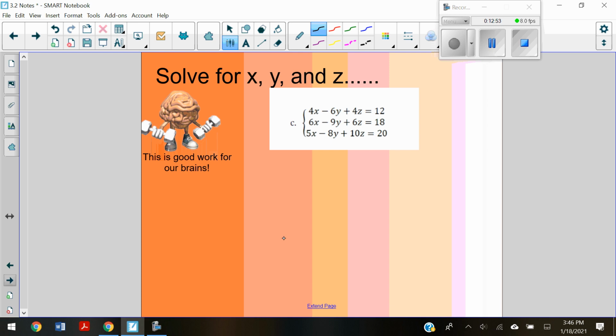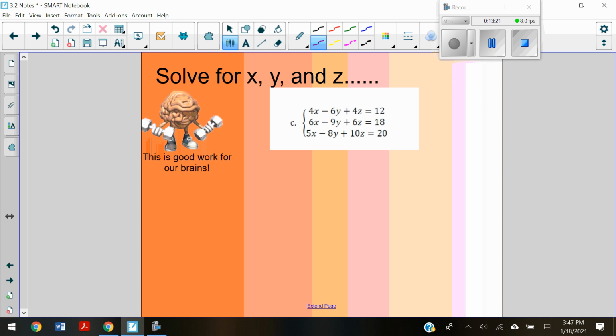All right, so if I look here, I don't have an x, a y, or a z that's by itself that I could easily manipulate. So then I'm just going to look at this, and I see the 4 and the 6 in the x's and in the z's, and so I'm just going to eliminate the x's. That's what I tend to go towards, but you can choose.